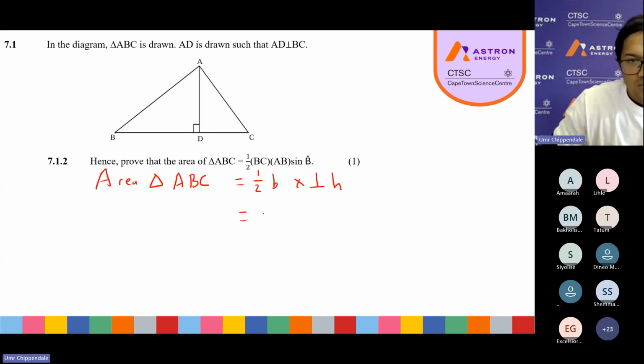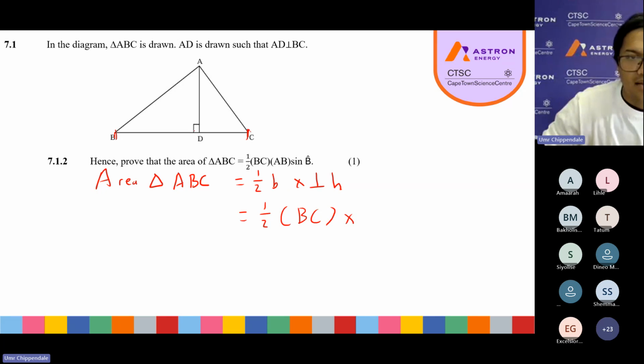So in this particular case, we have a half. What is our base? Our base is from this point all the way to this point here. So that is going to be our BC, multiplied by our perpendicular height. Where's our perpendicular height? That is perpendicular to this particular line over here. So it's going to be this line over here. So that is going to be AD. Right, so it looks like this.